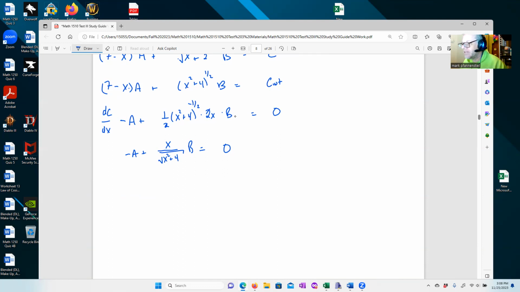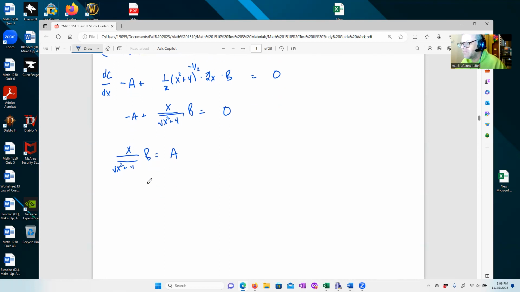So we're going to go ahead and move the other side to a. So we're going to have x over the square root of x squared plus 4 all times b is equal to a. I'm sorry, a, not x, a. So here it is with an a on the other side. All I did was just move this to the other side. We're going to go ahead and divide by b.